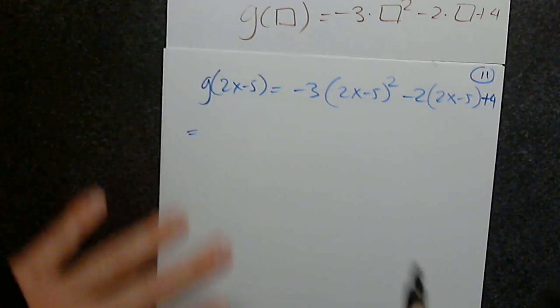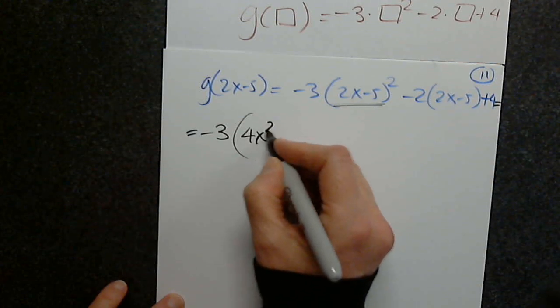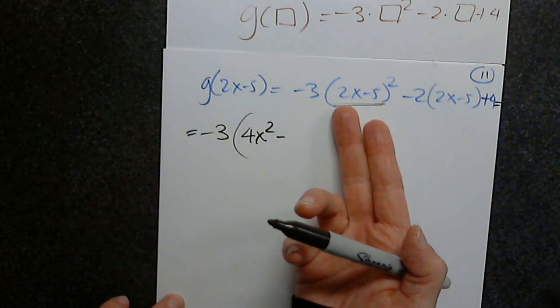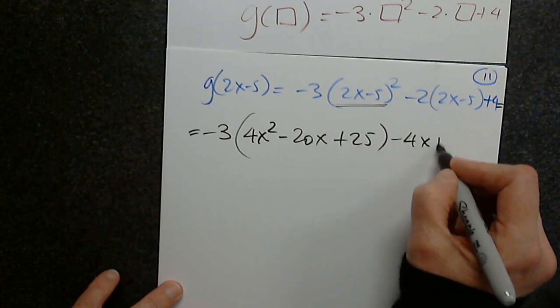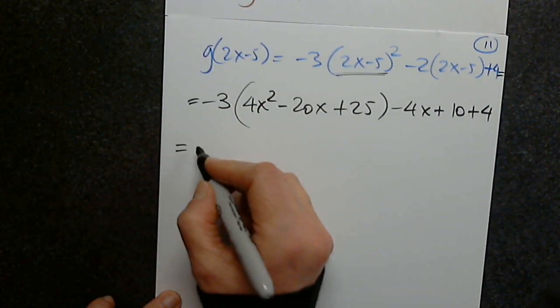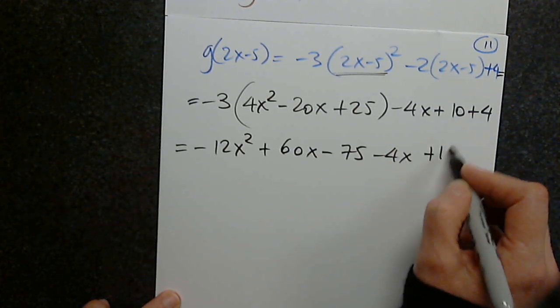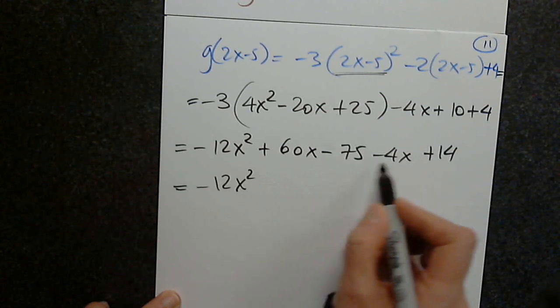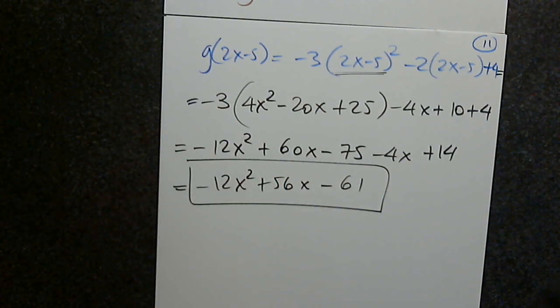What do I start with? What is my first thought? Yes. We discussed that today. We're not going to FOIL unless you insist, and I can't change that. But can anyone give us 2x minus 5 everything squared? 4x squared minus 5. So minus 2 times the first times the second, right? So minus 20x plus 25, a binomial squared. A trinomial, minus 4x plus 10 and plus 4. And this becomes negative 12x squared plus 60x minus 75 minus 4x and plus 14. I have one more step, plus 56x and minus 61. This is the function composition.